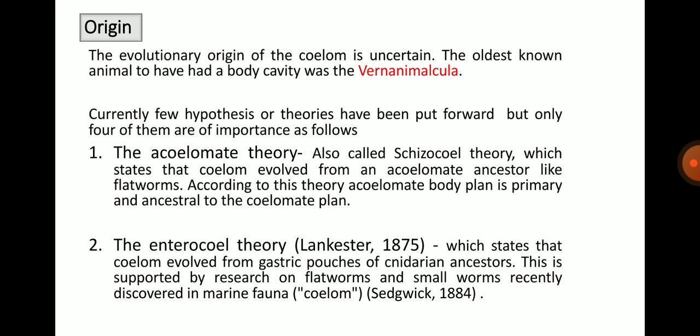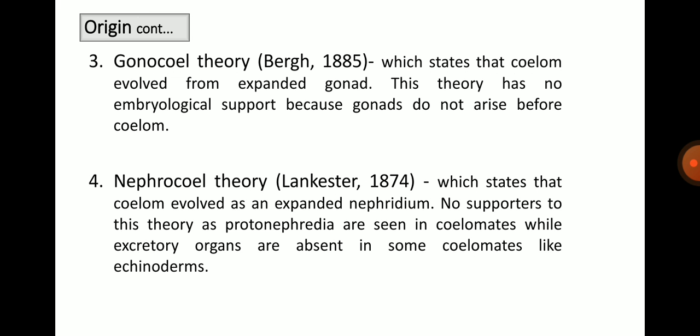The second theory is called the enterocoel theory. It was put forth by Lankester in the year 1875, which states that the coelom evolved from gastric pouches of Cnidarian ancestors. This is supported by research on flatworms and small worms recently discovered in marine fauna. The third theory is called the gonocoel theory, proposed by Bergh in the year 1885, which states that the coelom evolved from expanded gonads. This theory has no embryological support because gonads do not arise before the coelom.